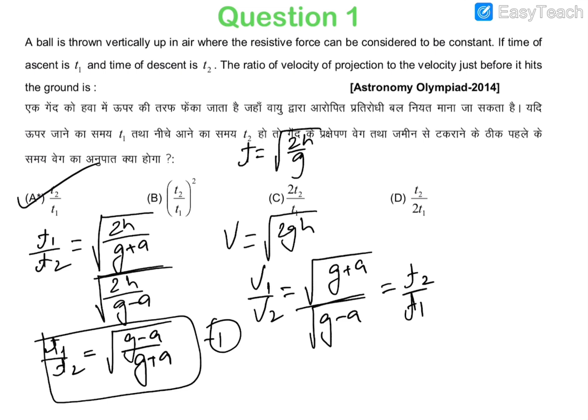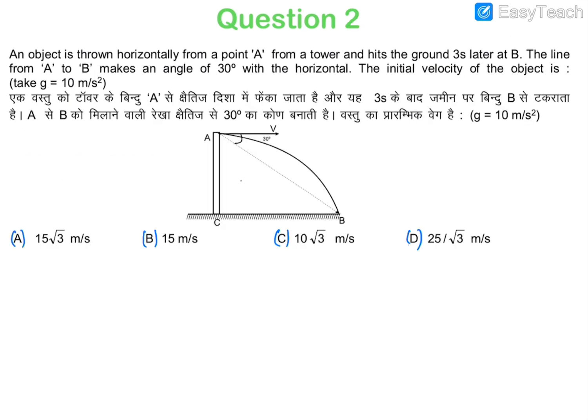Now we move on to the next question. In this question you can see that there is an object which is thrown horizontally from point A from a tower, and it hits the ground 3 seconds later at point B. This line A to B makes an angle of 30 degrees with the horizontal. So we have to find out the initial velocity.